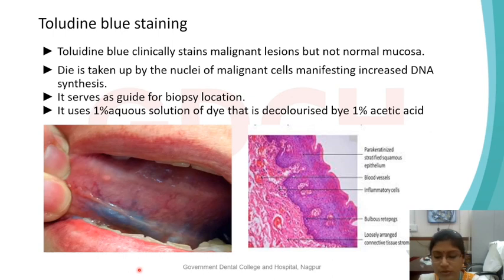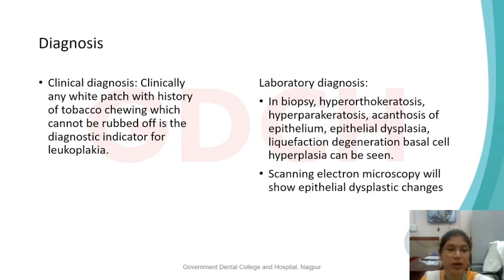So toluidine blue staining is also an important adjuvant technique of knowing the area where there can be dysplastic changes. After the histopathological examination is done by an incisional biopsy or excisional biopsy, the diagnosis can be given whether the patient is having just hyperkeratosis with or without dysplastic changes.